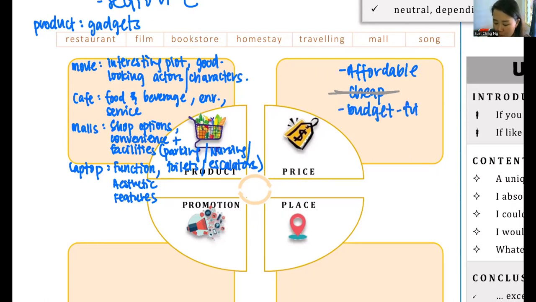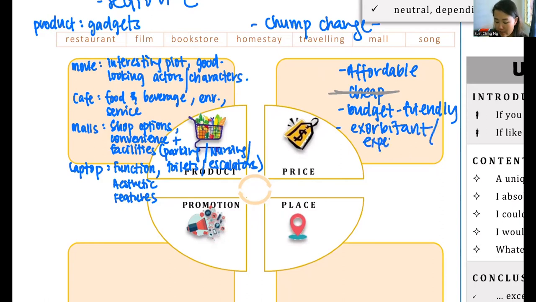The reason why I don't use the word cheap is because to me, nine ringgit chicken rice, I might be like, whoa, very expensive. To you, it may be like chump change. Have you heard of the word chump change? I mean, basic money only, small money. So I don't like to use the word cheap because it's very subjective between you and me. I would rather you use the word affordable, budget friendly, or I could say, well, wow, this is exorbitant. Extremely expensive.